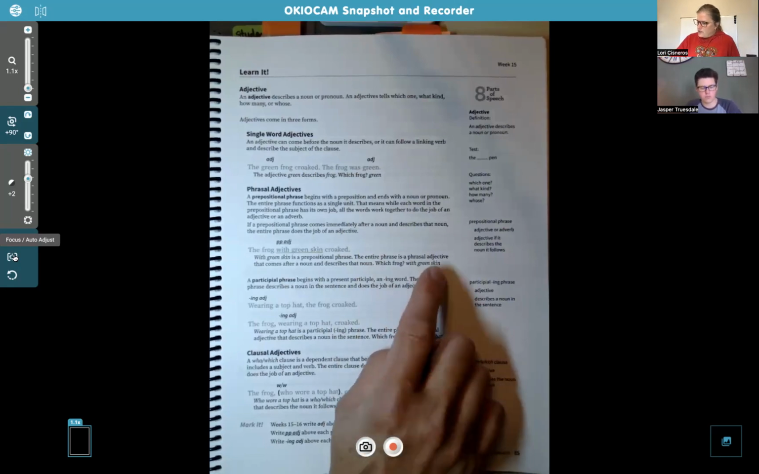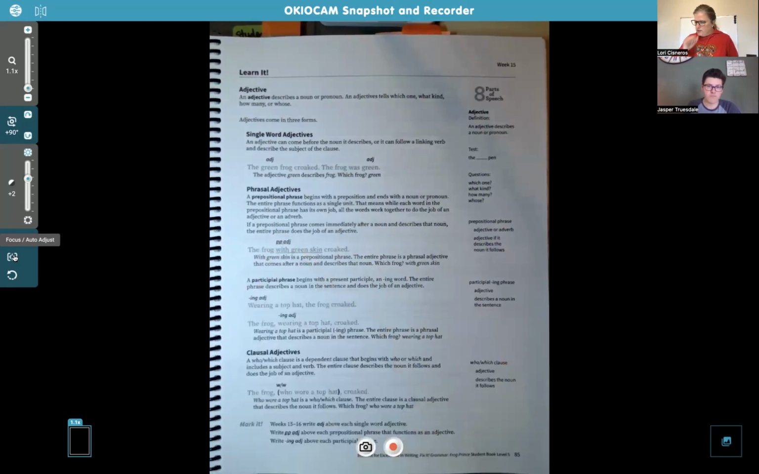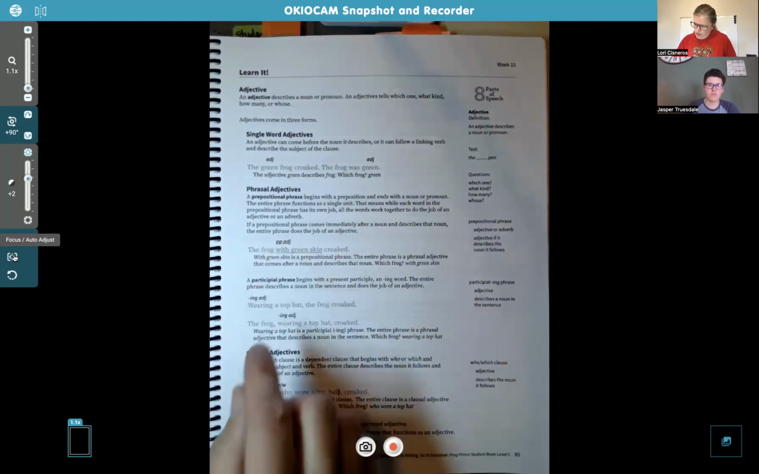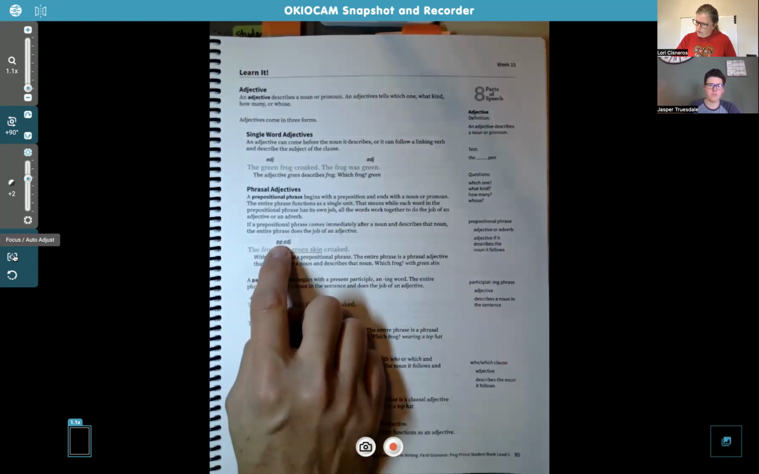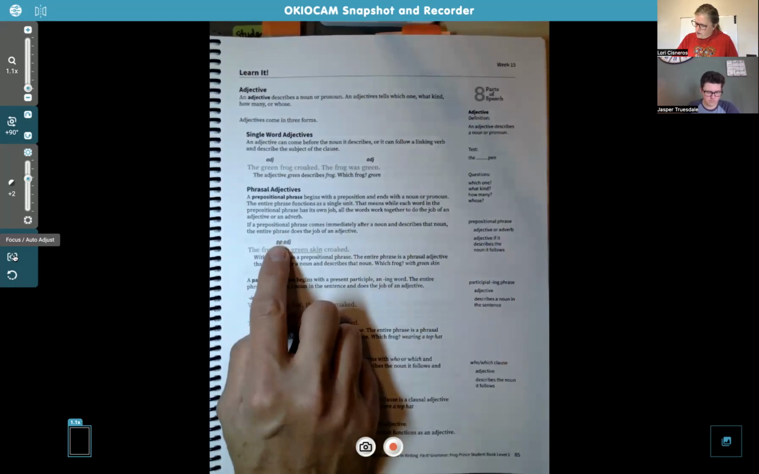Okay, so that's going to be a new way to label your adjectives in your homework this week with PP for prepositional phrase, and then an adjective with it. So PP ADJ.